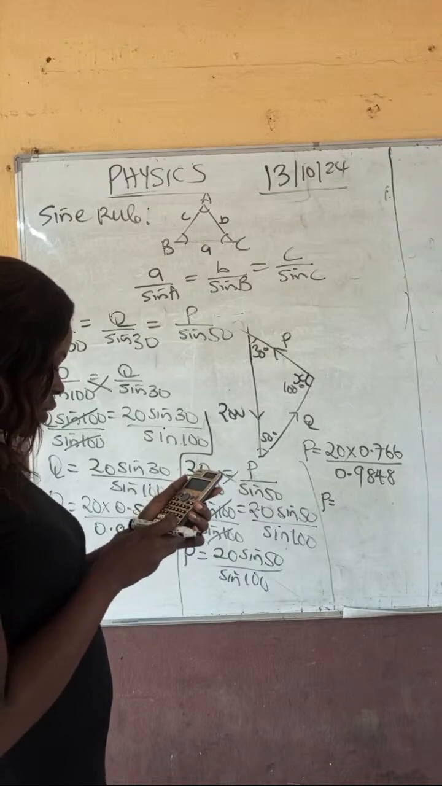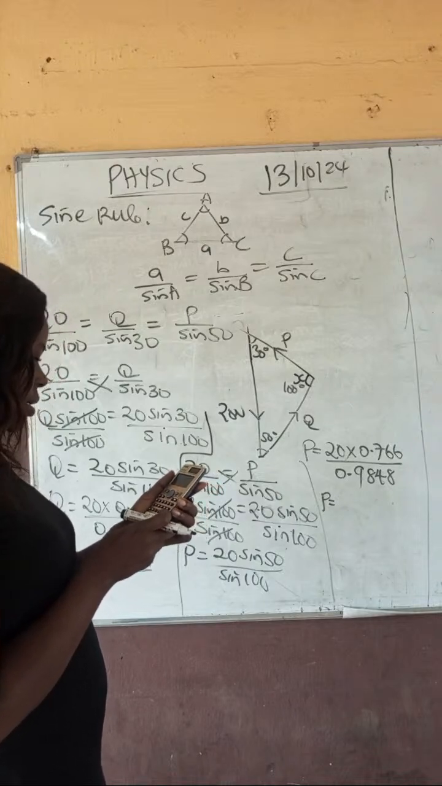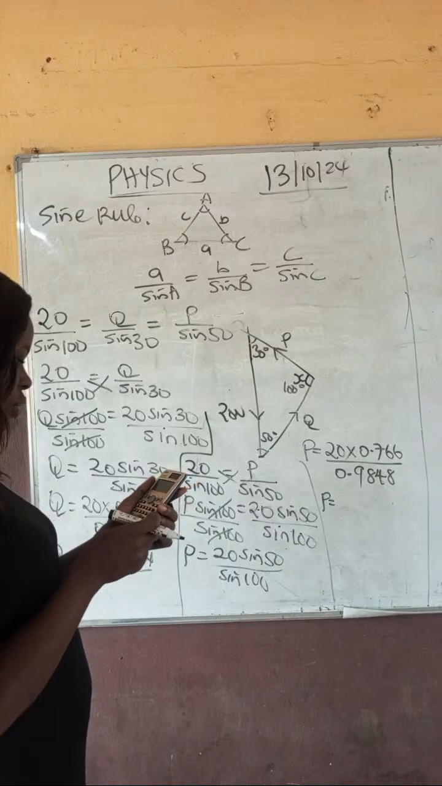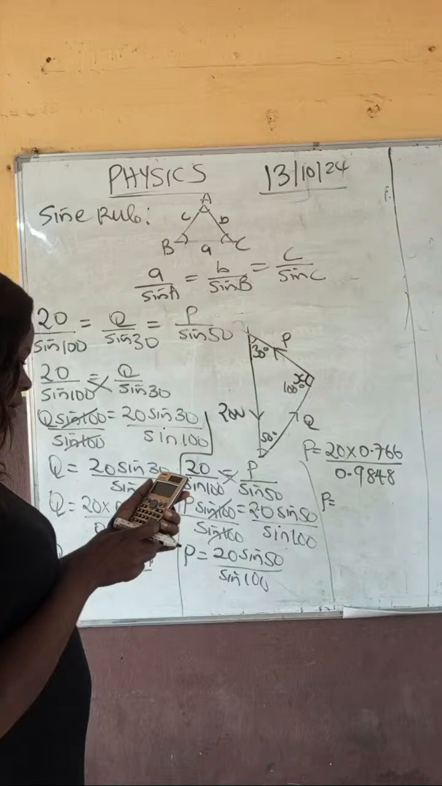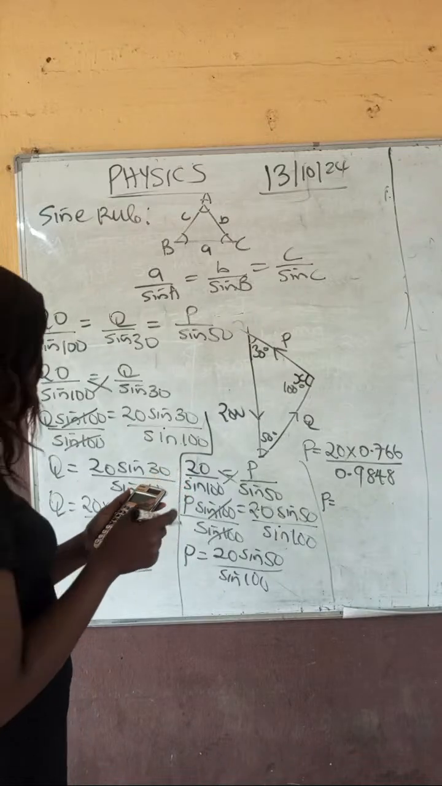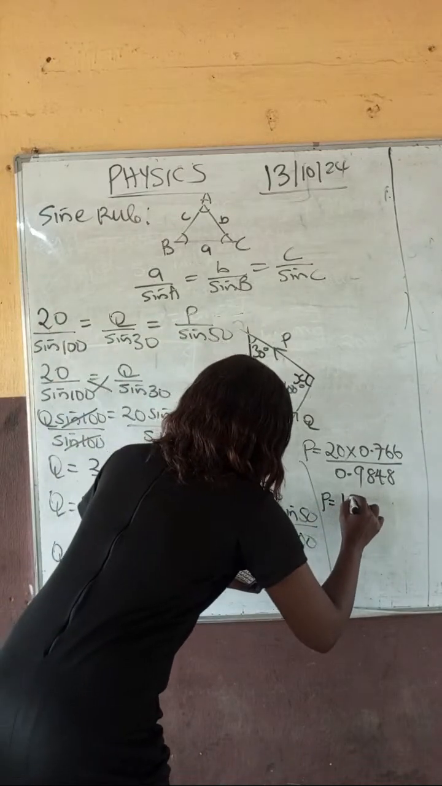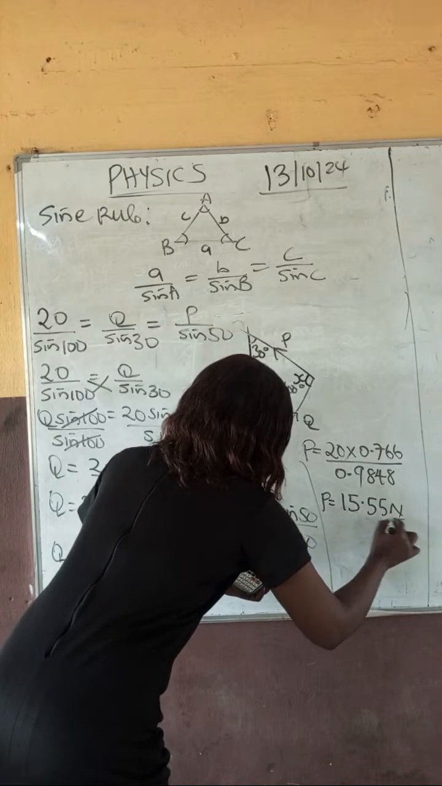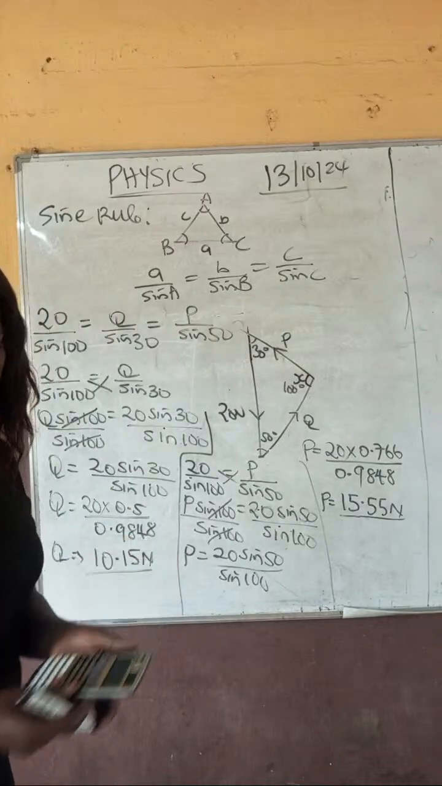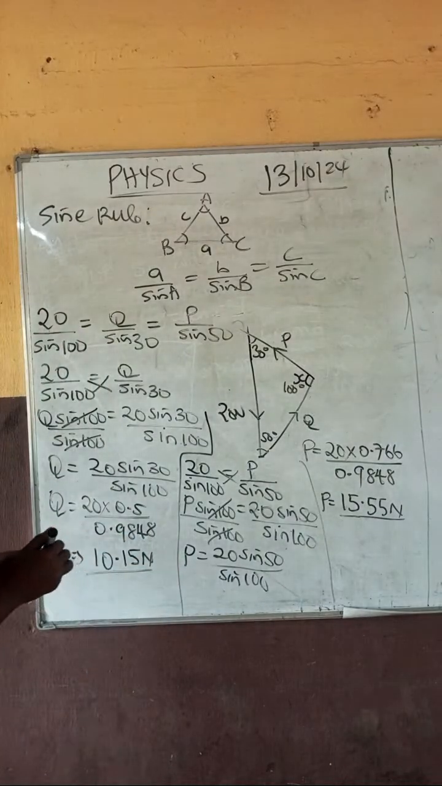So let's work it out. 20 times 0.766, divided by 0.9848. So that is 15.55 newtons.